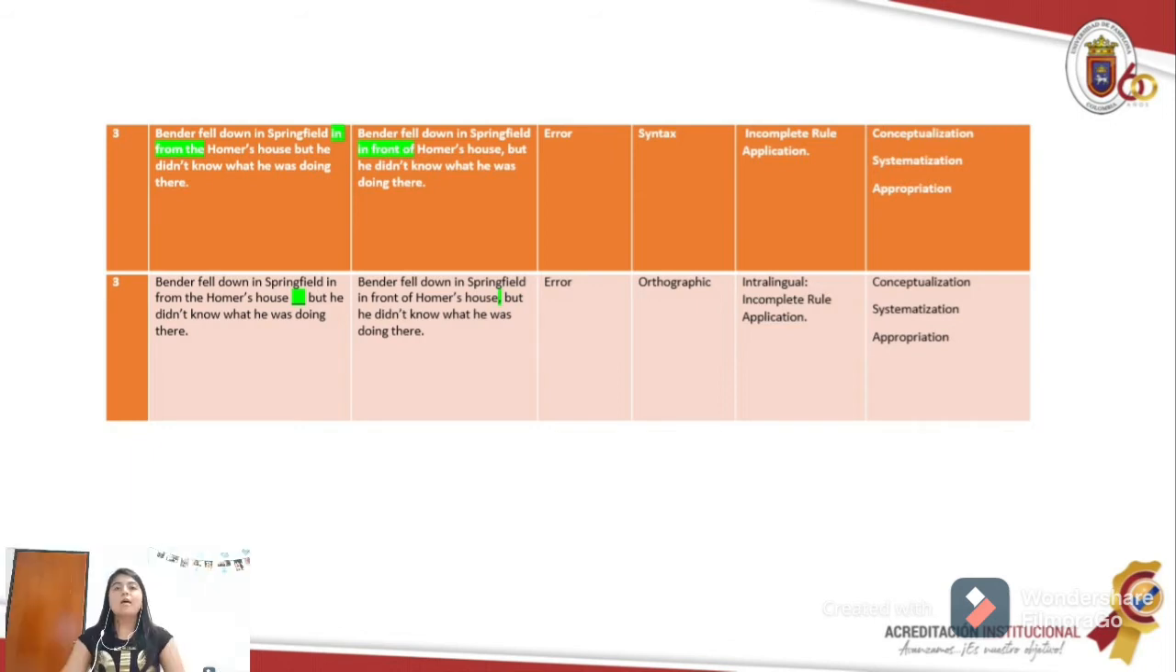The second error was the omission of a comma. For this, the correction was to add it.